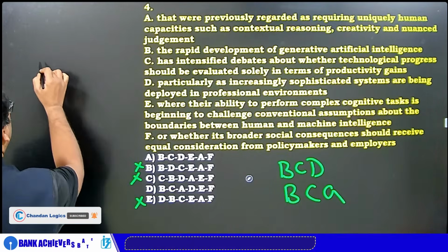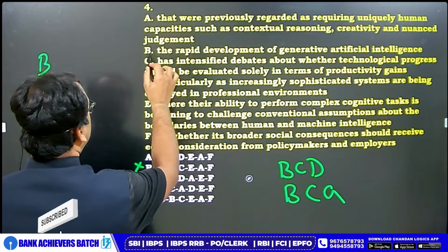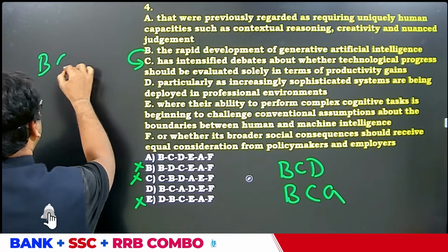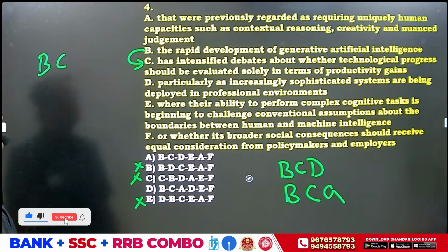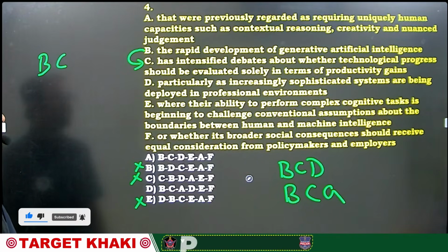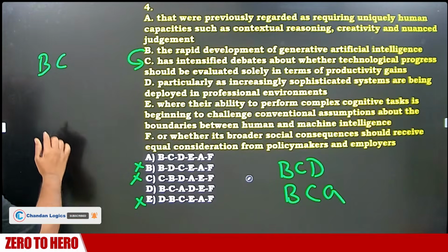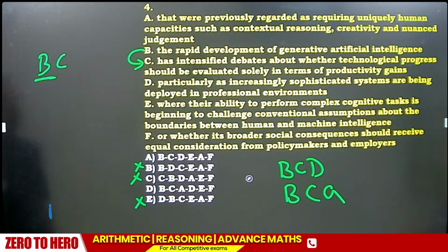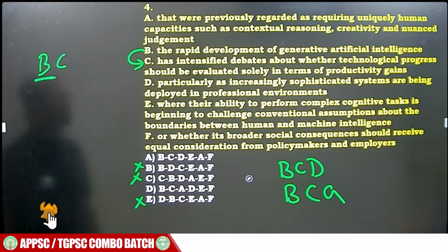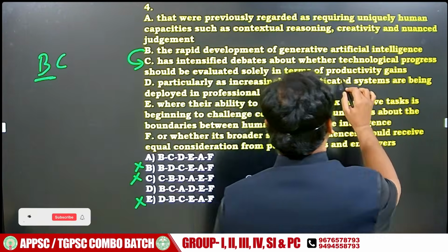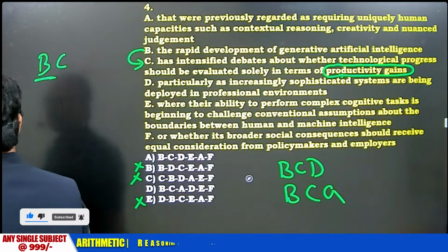The problem is the rapid development of artificial intelligence. Because of this problem, what happened? This is the problem and this is the consequence of the problem. This problem has intensified debates about whether technological progress should be evaluated solely in terms of productivity gains. So, artificial intelligence is increasing too much. Now, the question is whether this technological progress should be evaluated solely in terms of productivity gains. For example, today we have a lot of technology. Can we consider this technology development as productivity?